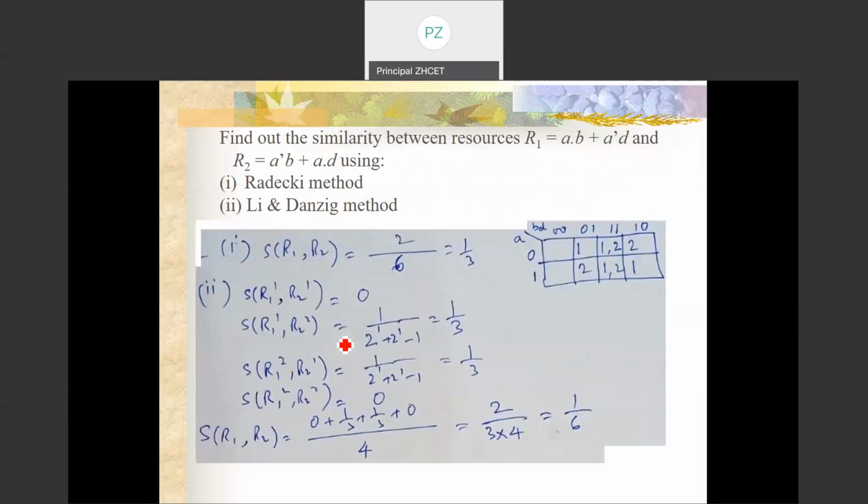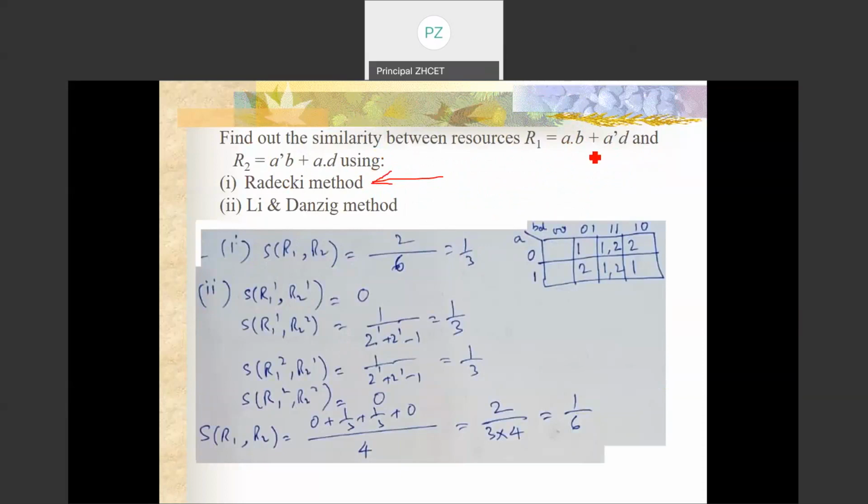Okay, let me take the example first. For the Radeke method, I'll take the example and then I'll come back again. Find out the similarity between resources R1, which is AB or A bar D, and R2, which is equal to A bar B plus AD. So I'll find out the similarity between these two resources.